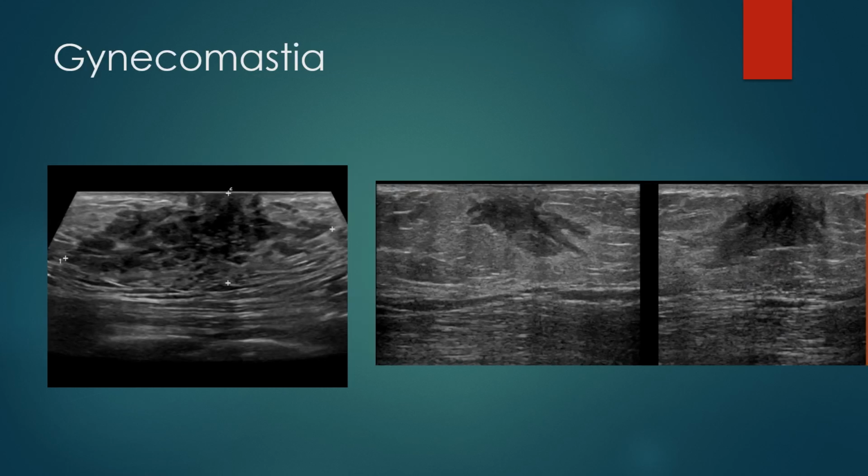Coming to gynecomastia, it is basically ductal and stromal hyperplasia occurring in the male breast. So ultrasound is a very good modality, and we can see a hypoechoic triangular area under the nipple region. So this is a typical appearance of gynecomastia.